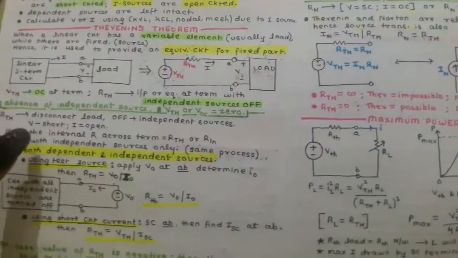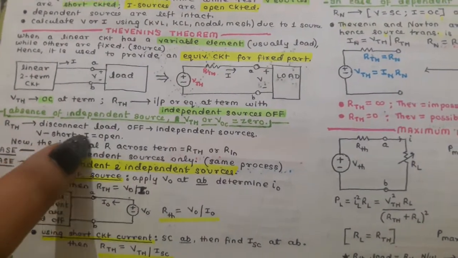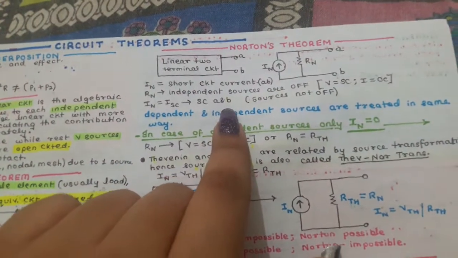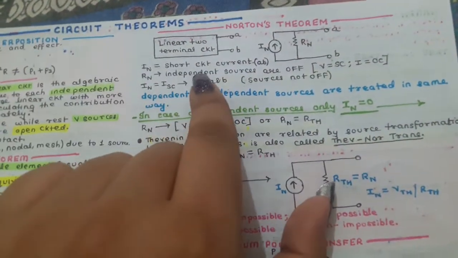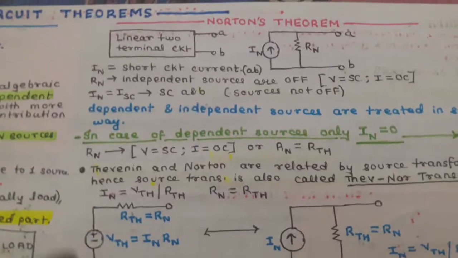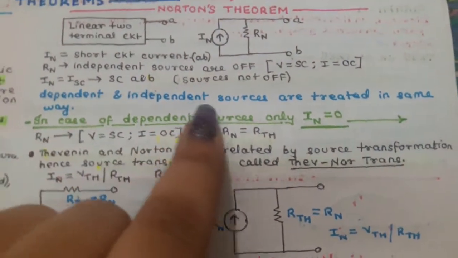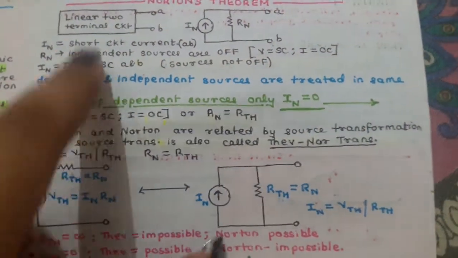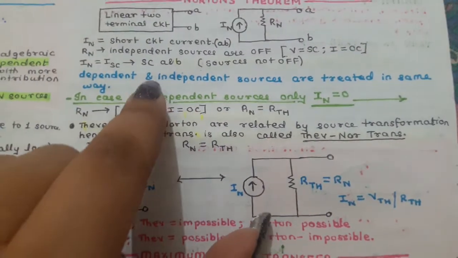Here, for RTH, we used to turn off all the sources. We were short circuiting voltage sources and open circuiting current sources, but here we are not doing so. Only for finding RN do we do that, where R is RTH in Thevenin and RN in Norton. An important thing to keep in mind is that dependent and independent sources are treated the same in Norton's theorem. We are not treating them differently.